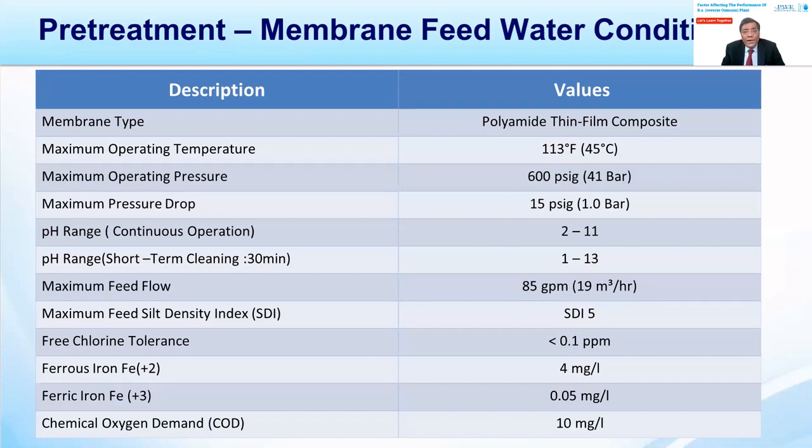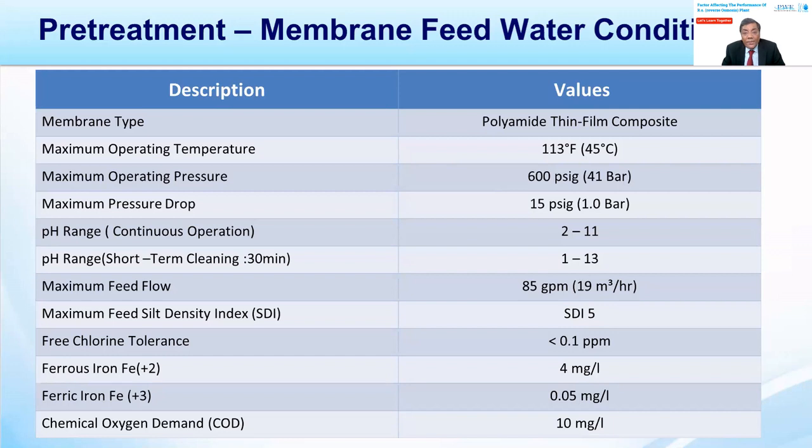Normally, pre-treatment is ensured to achieve the following conditions. I have taken this data from one of the membrane manufacturers' data sheets. The brackish water membranes have a maximum operating temperature of 45 degrees C. These are the limiting factors which should be considered in the pre-treatment of an RO plant.